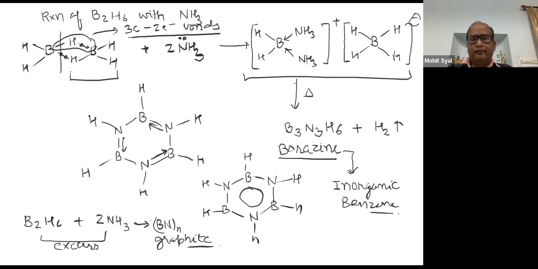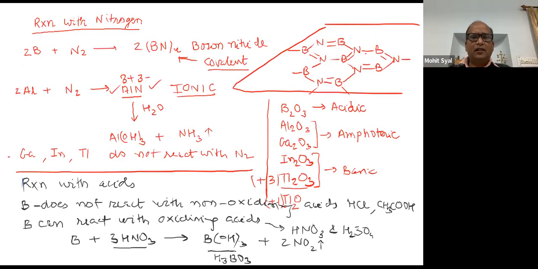Okay. So it has a structure similar to graphite, right? It had a sheet-like structure. That's what we have seen. We have seen it over here. So you can react boron and nitrogen, and you can form this graphite-like structure.